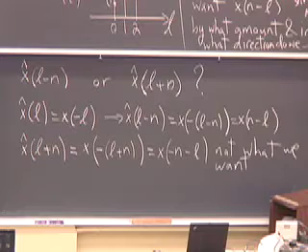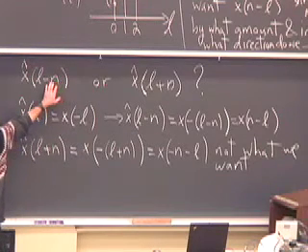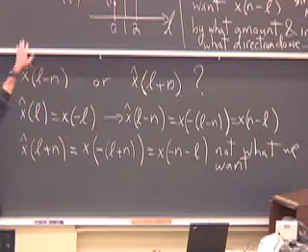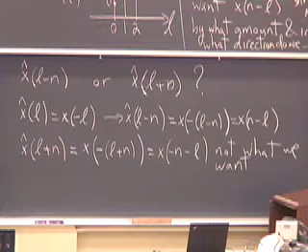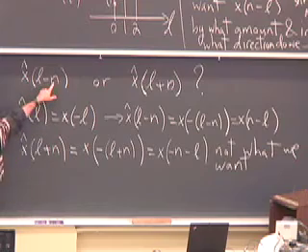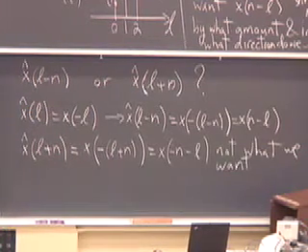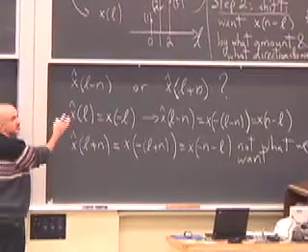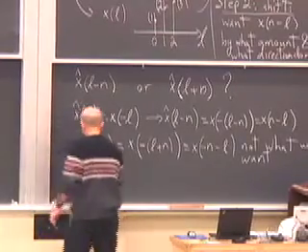Okay? So now we consider the two cases, n greater than 0 and n less than 0. You've started off with x. You flipped it, time reversed it. If n is greater than 0, what are you doing to the flipped version? Are you delaying x hat or advancing x hat? Delaying x hat.